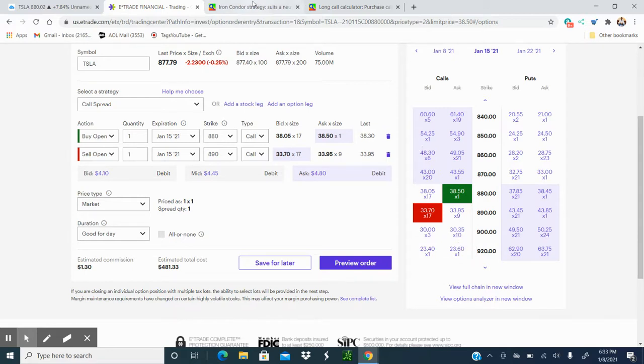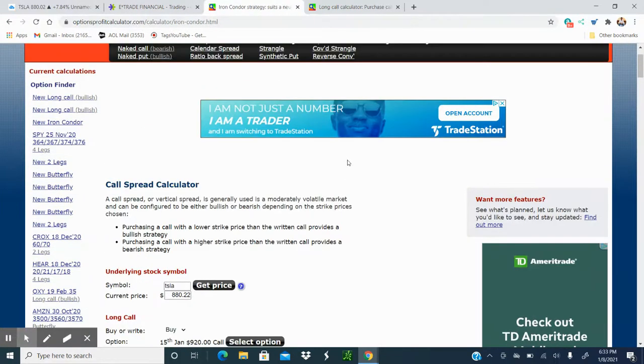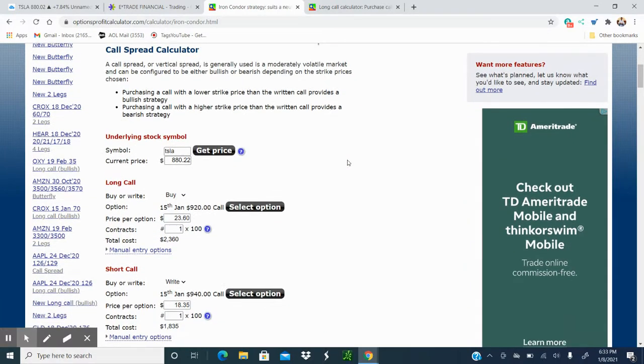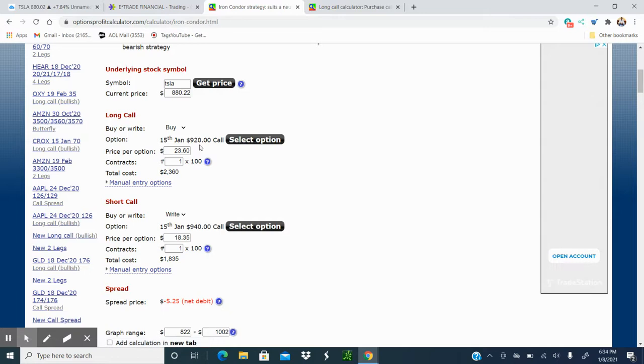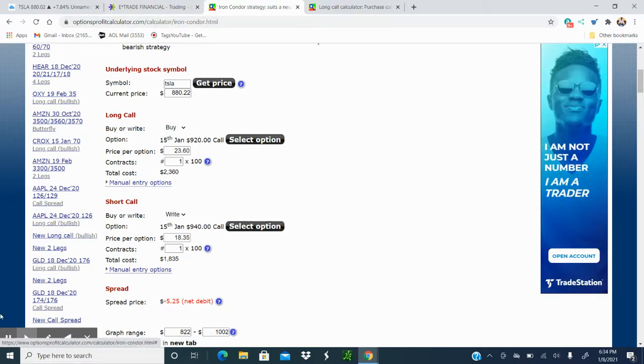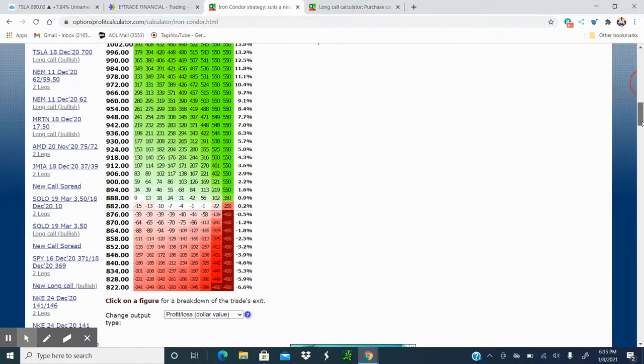So let's see how that looks, right? Let's show you an example. This is option profit calculator. By no means is this 100% accurate as far as to the dollar, but it's good enough, right? So just be careful using this website. So I pre-did this one, right? So at Tesla, if we buy, okay, I had to fix that. So if on Tesla, if we buy an 880 call and we sell an 890 call, this is the chain. This is what it looks like.